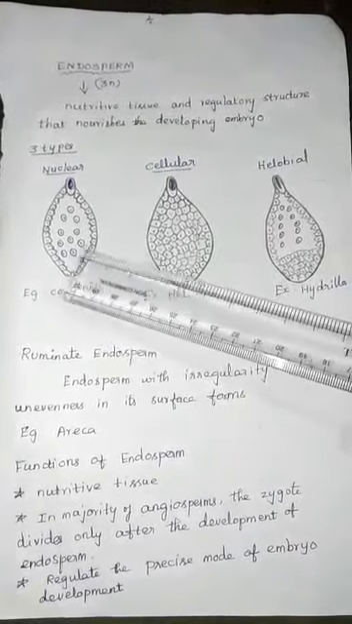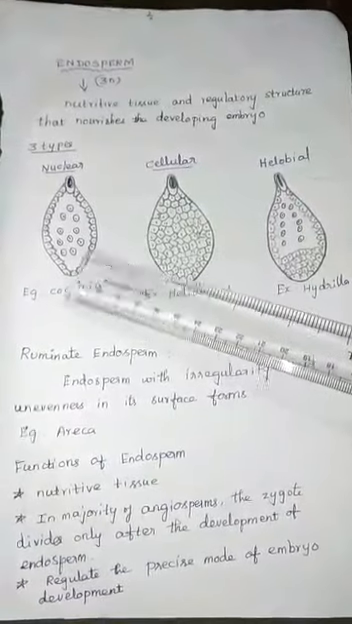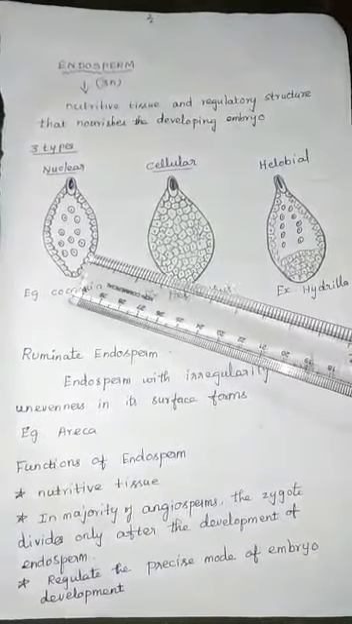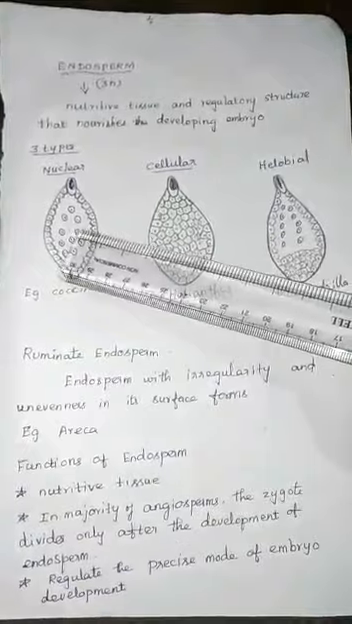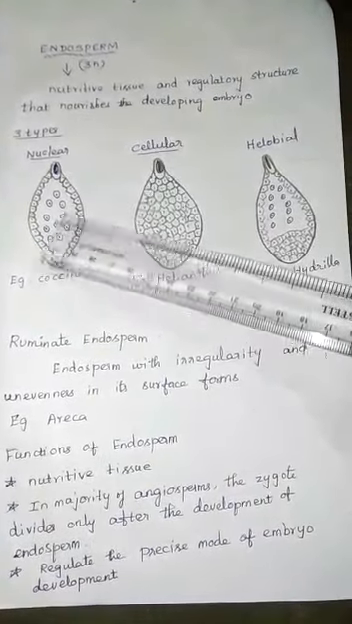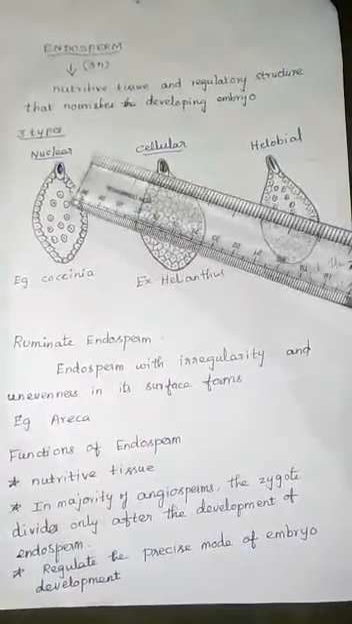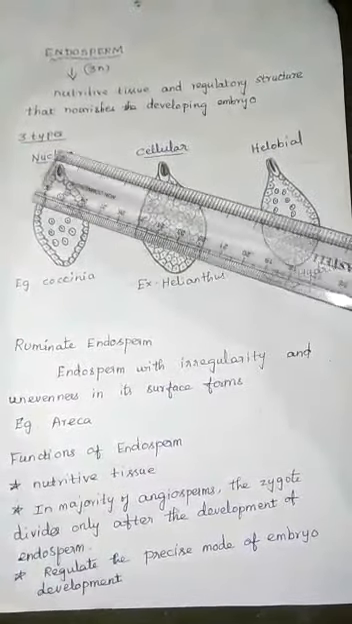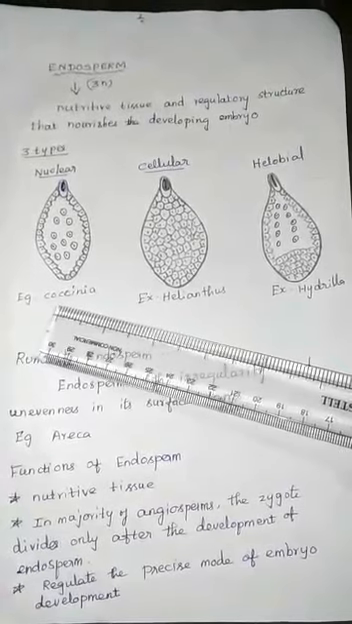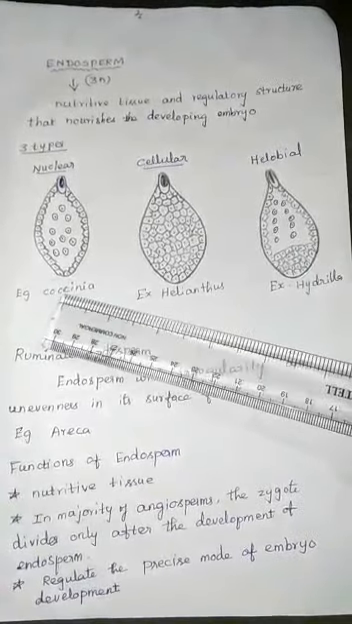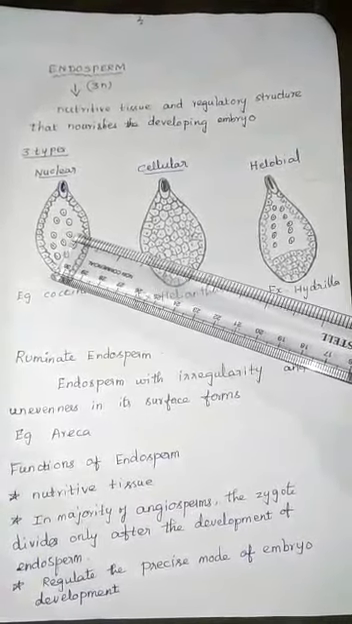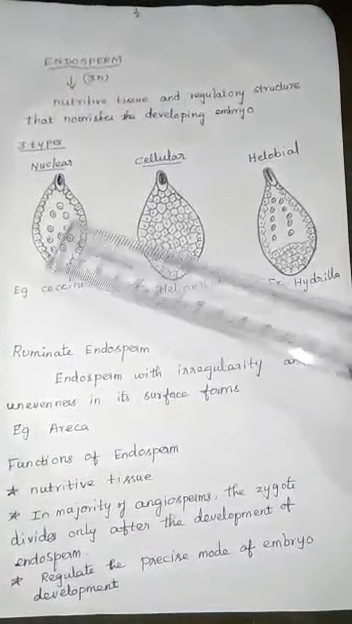First, nuclear endosperm. Here the primary endosperm nucleus undergoes several mitotic divisions without cell wall formation. So a free nuclear condition will be formed in the nuclear type of endosperm. Example, coccinia. Here no cell wall formation, free nuclear condition.